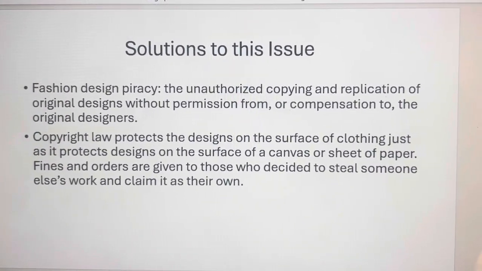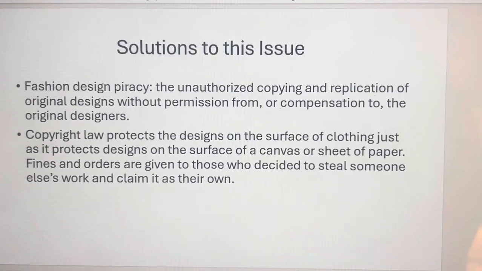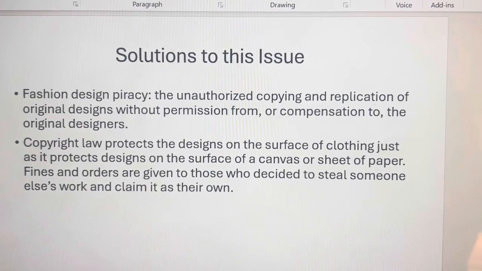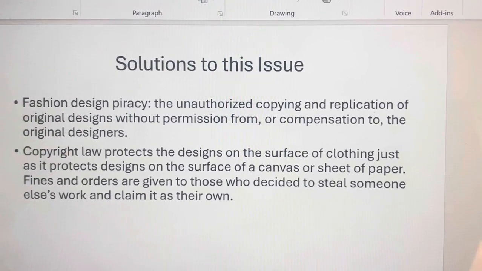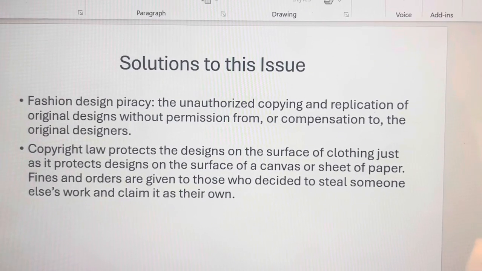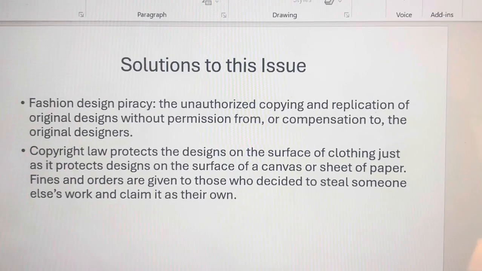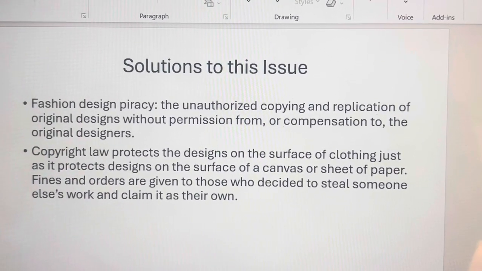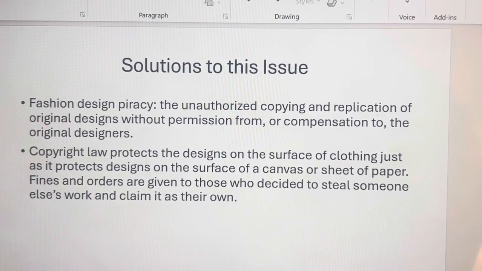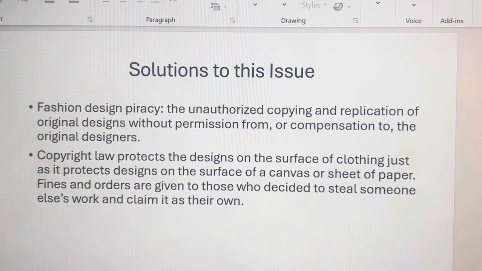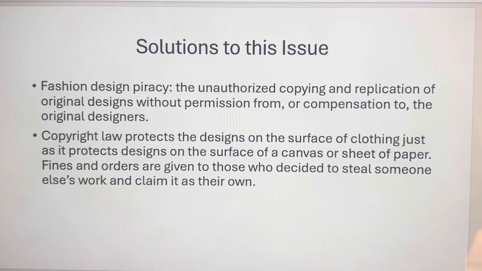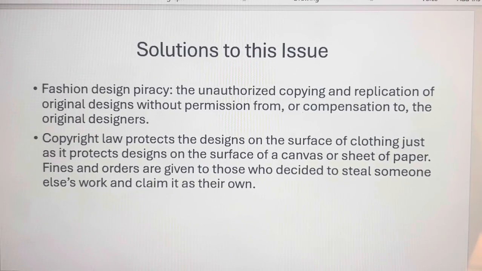And the solutions to this issue. Fashion design piracy, the unauthorized copying and replication of original designs without permission from or compensation to the original designer. Copyright law protects the designs on the surface of clothing just as it protects designs on the surface of a canvas or sheet of paper. This all means fines and orders are given to those who decide to steal someone else's work and claim it as their own. So even if they do get in trouble for counterfeiting or copyright, they still need to pay the price for it.